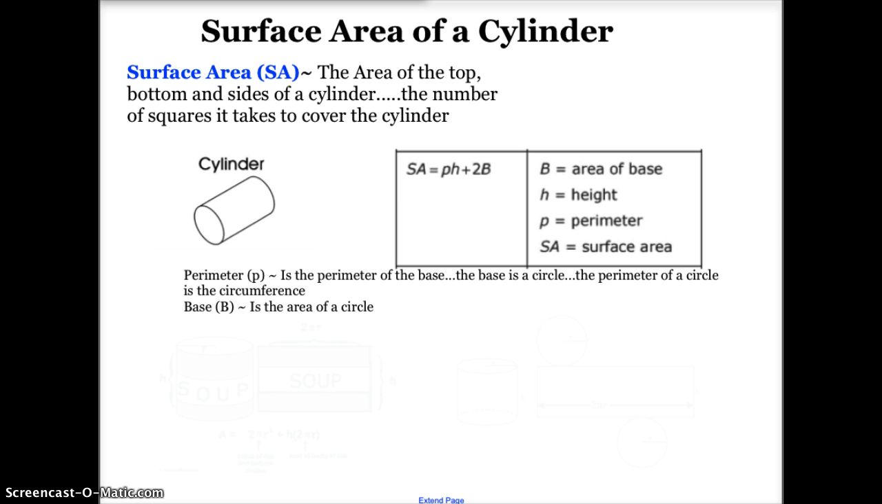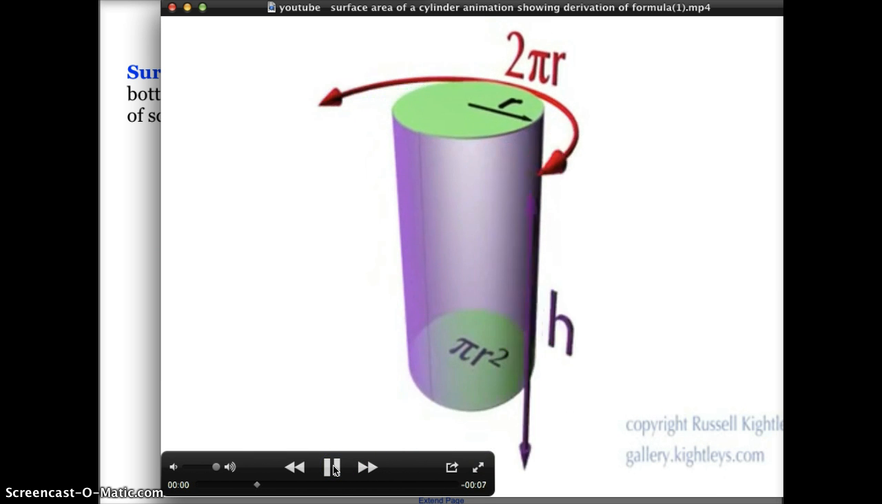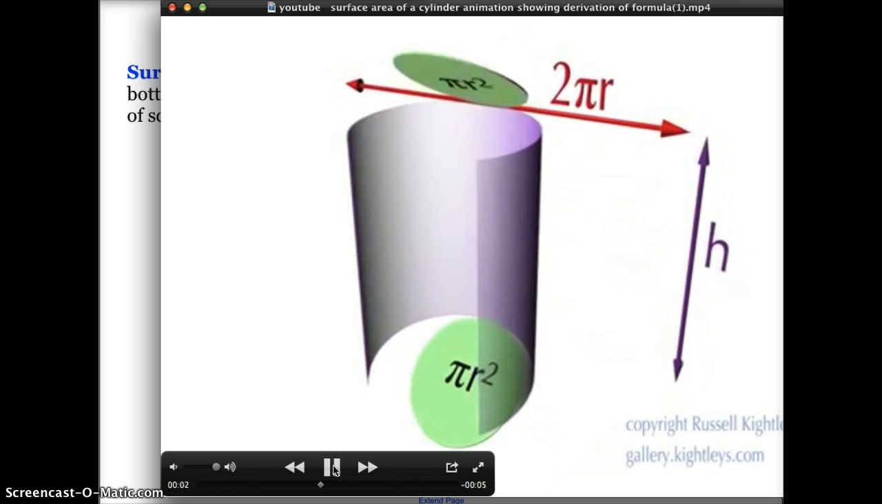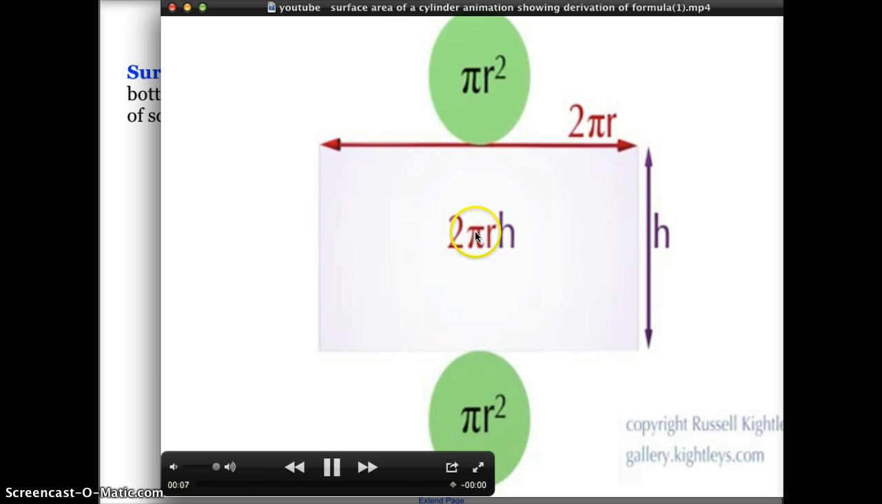Here's a video that shows how the surface area of a cylinder is formed. Notice when you take apart a cylinder, you get two circles and a rectangle. It's easy to see where the two circles come from. The circle up on top, that's going to be the top circle of your cylinder. The circle on the bottom, that's going to be the bottom base of your cylinder.